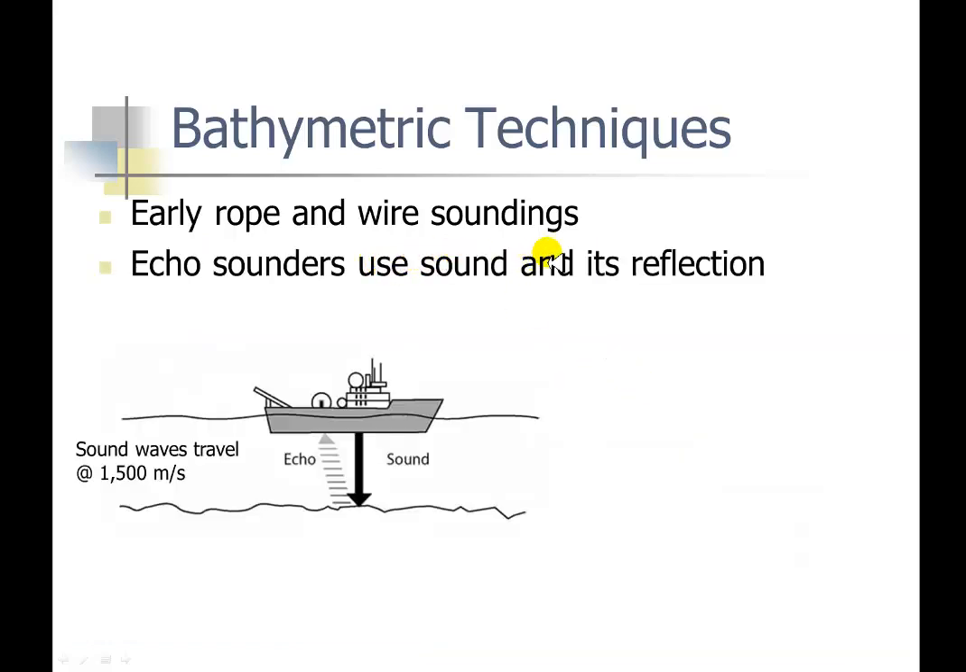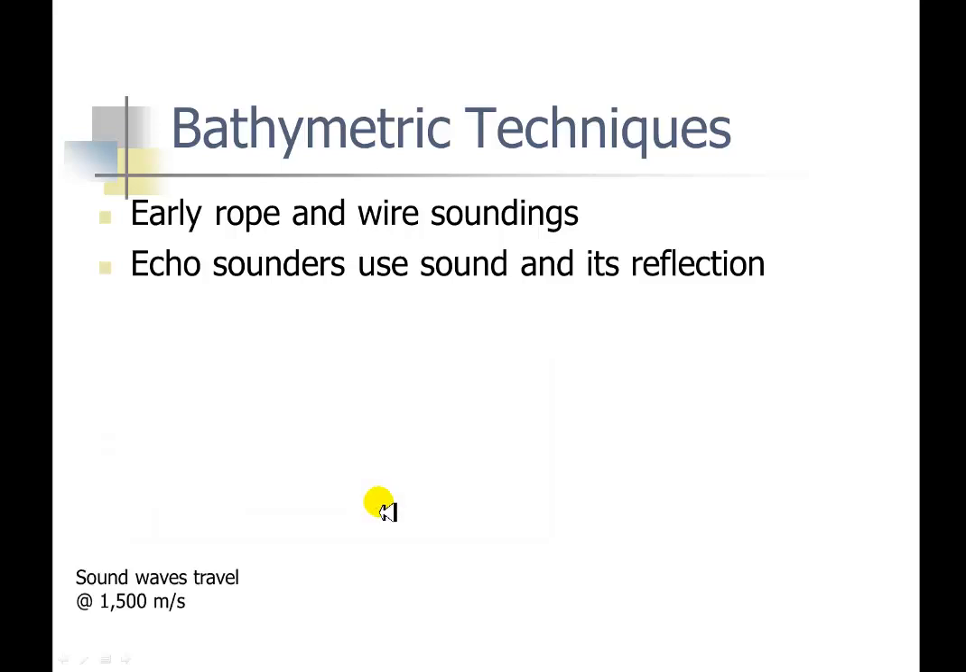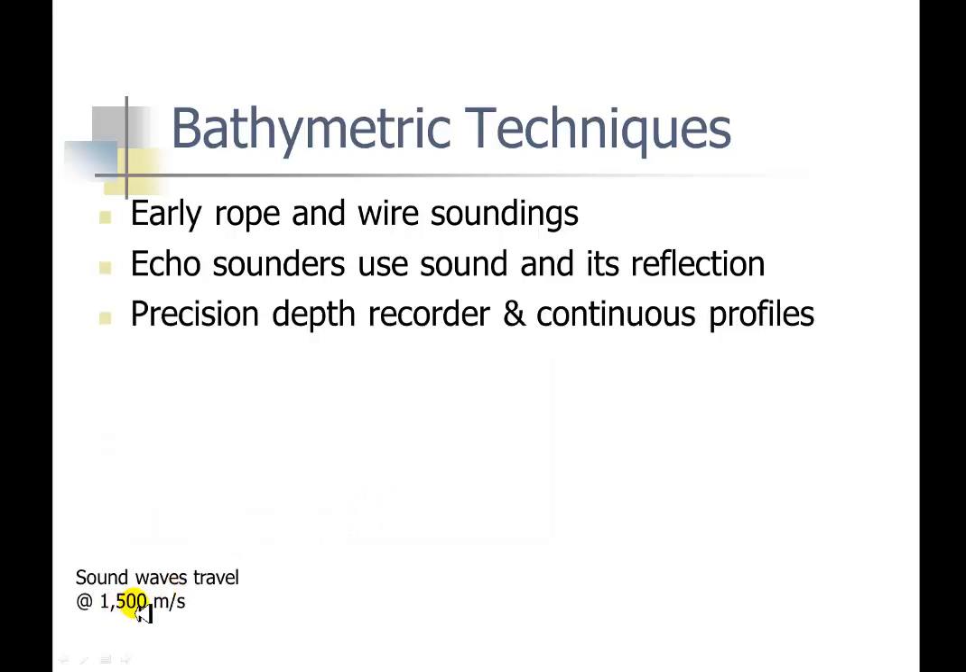Echo sounders use sound waves and their reflection, so the sound goes down and comes back up. So if it went down 100 meters and came back up 100 meters, it actually traveled 200 meters at this speed, 1,500 meters per second. But it went down and came back up, and that's not the depth of the water. The depth of the water is actually half of that. So 1,500 meters per second, and if it's not on your packet, you should write that down.